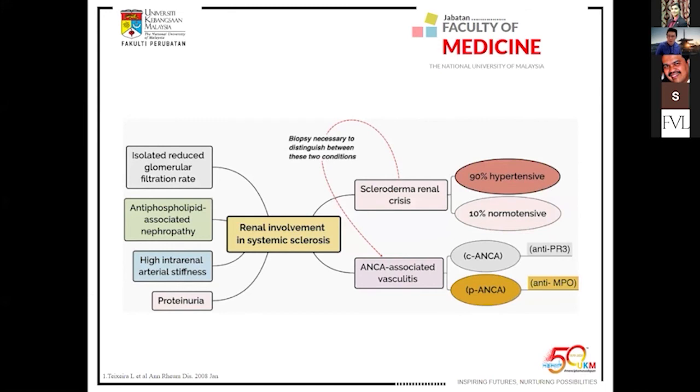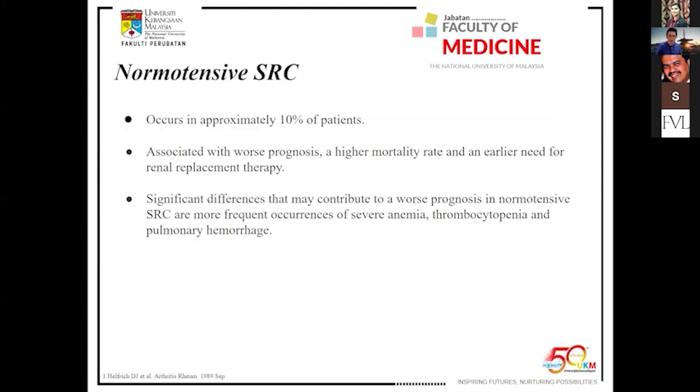So I have touched on the hypertensive scleroderma renal crisis. Now I will touch on the normotensive scleroderma renal crisis. It only occurs in approximately 10% of patients. Usually they are associated with a worse prognosis, a high mortality rate, and also an earlier need for renal replacement therapy. And among the population with normotensive SRC, if they have severe anemia, thrombocytopenia, and pulmonary hemorrhage to begin with, they will do very badly.